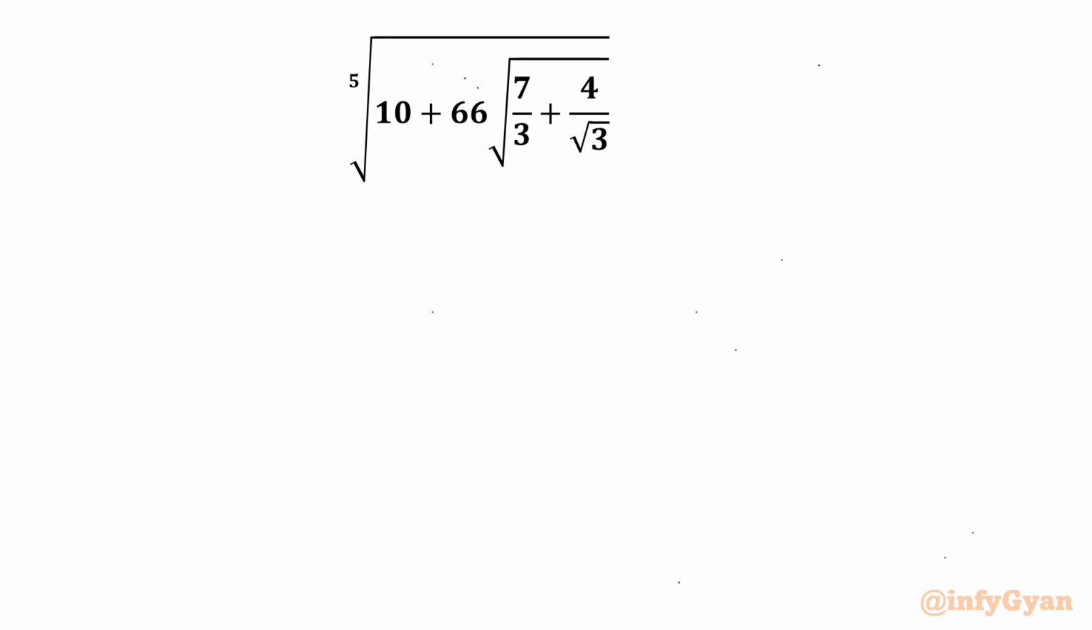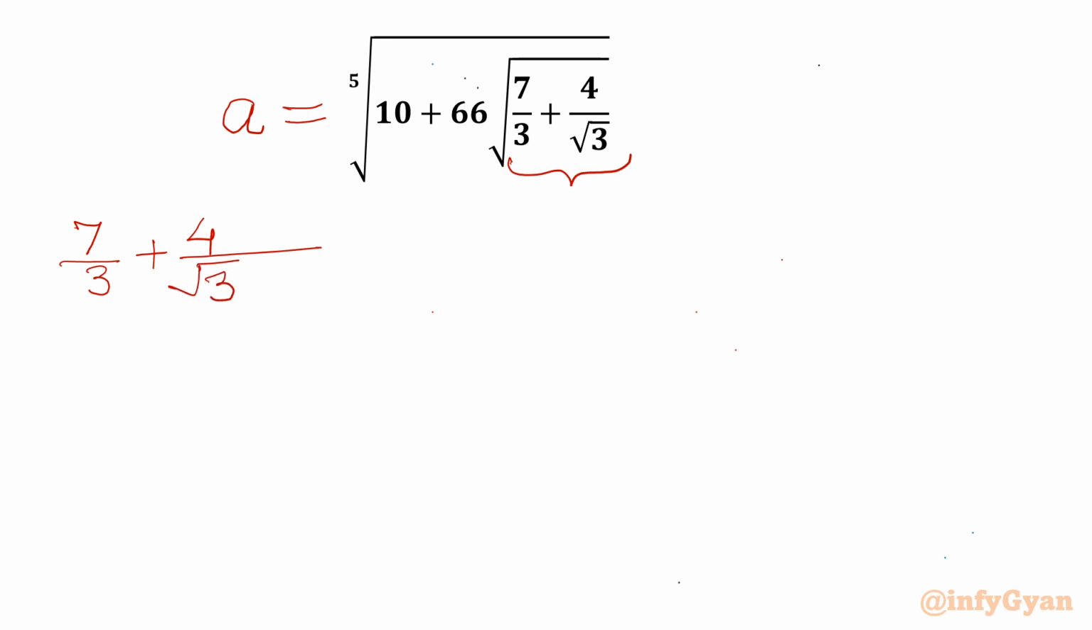In this video, we have another very interesting question from radical mathematics. Here we have to evaluate the fifth root of 10 plus 66 times the square root of 7 over 3 plus 4 over square root 3. So let's get started by considering the expression equal to A first. Now I will simplify this radicand, 7 over 3 plus 4 over square root 3.